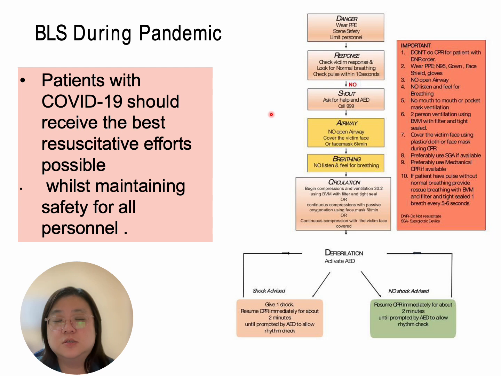Okay? So if you look at the algorithm, it's still the same DRS, A, B, C, D. But what is different here? Basically, DRS is the same, danger response shout, is the same until airway and breathing.